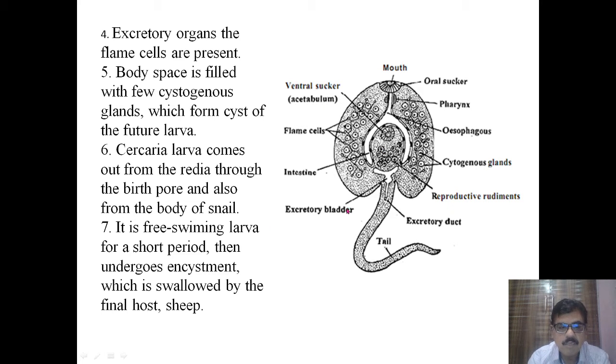which is swallowed by the final host. And which is the final host? The sheep is the final host. So this is regarding the third larva, the Cercaria larva.